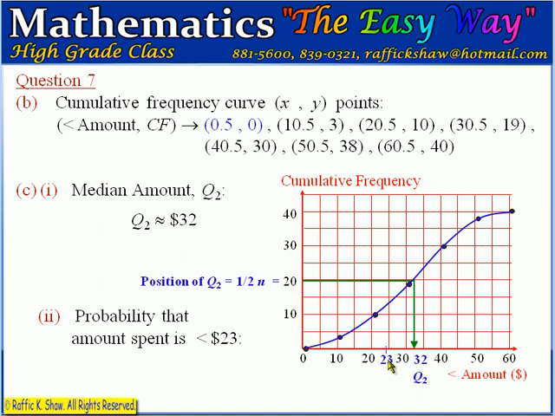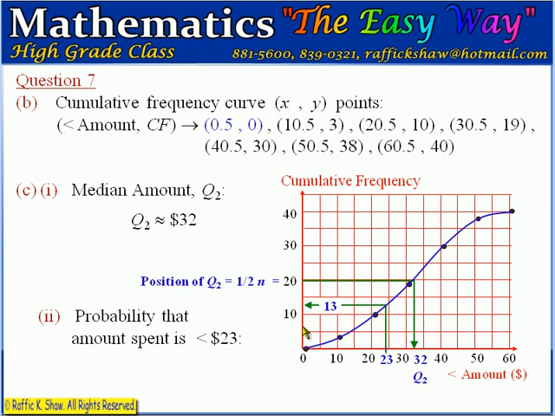To find the number of students who spent less than $23 from the graph, we locate $23 on the horizontal axis, project up on the graph and come across to find that number of students. Here corresponds to the number of students who spent less than $23. When we read from the graph, that number is approximately 13. So approximately 13 students spent less than $23.